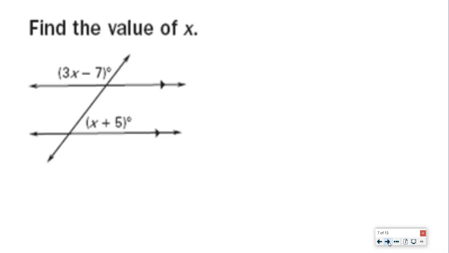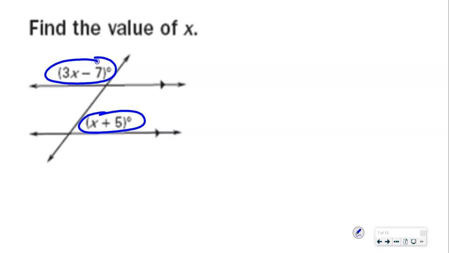Here we need to find the value of x again. So let's look at their relationship. Our angle up here is on the outside. It's an exterior angle. But our angle here is on the inside. It's an interior angle. But they're not corresponding. They're not alternate exterior because one of them's on the inside. They're not alternate interior because one of them's on the outside.